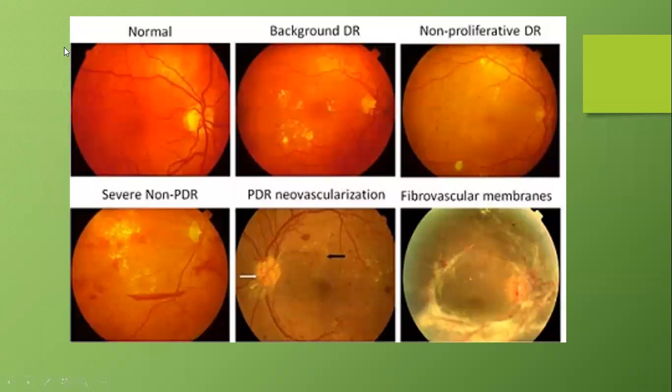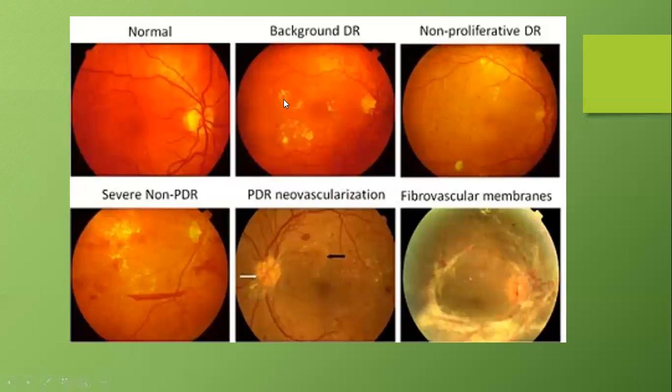Now you see here, this is the normal retina. In the normal retina, there are no spots and no bleeding spots. There is a blind spot present. The vessel contours are okay, and there are no ruptures and all that.